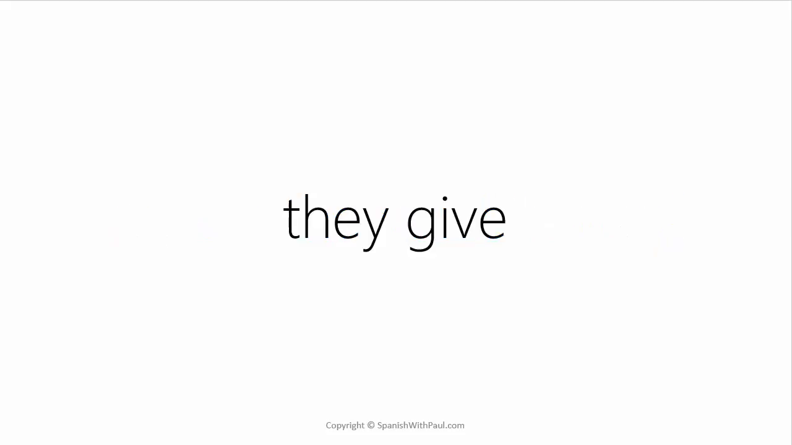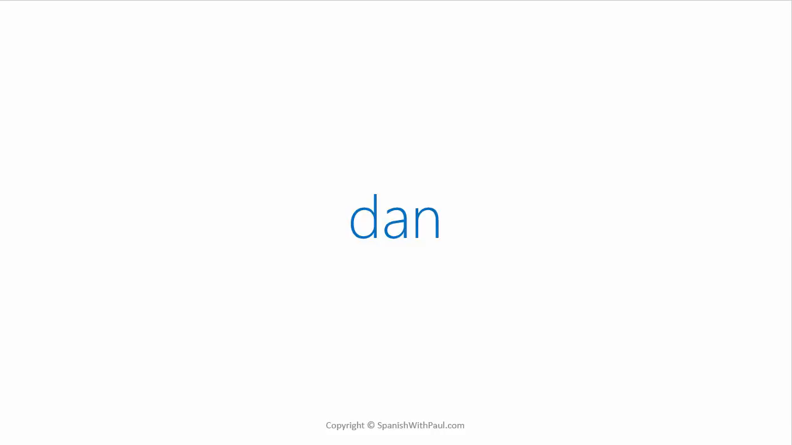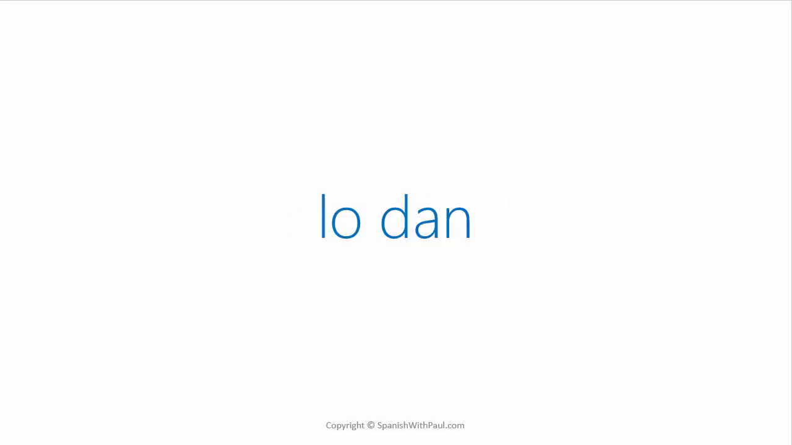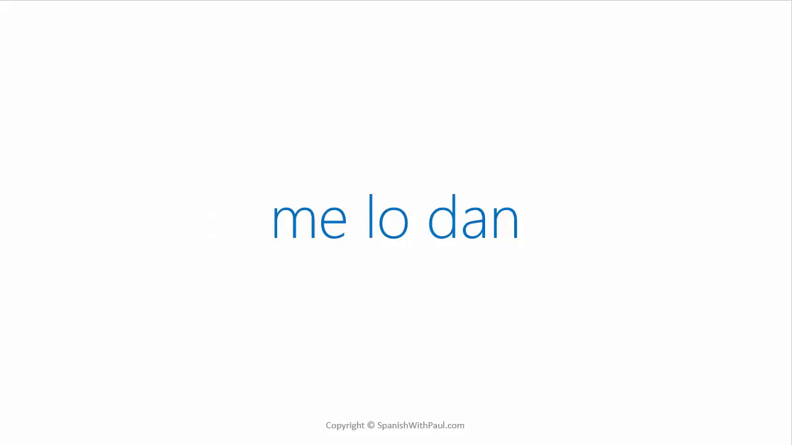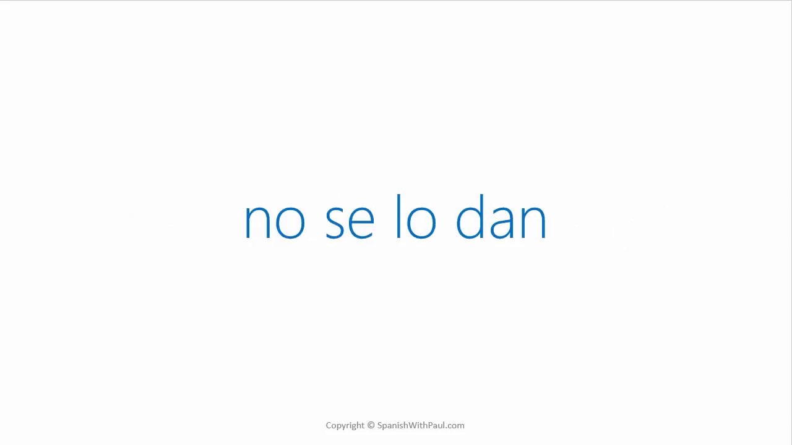Finally, the last angle would be for they. They give, and that is dan. Here we have the n for they. Dan is they give. They give it. Lo dan. They give it to me. Me lo dan. They don't give it to him. No se lo dan.